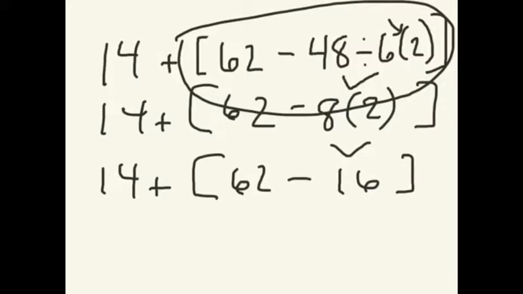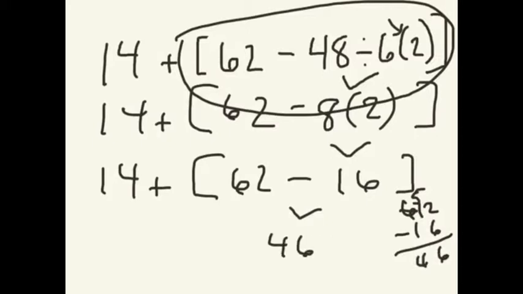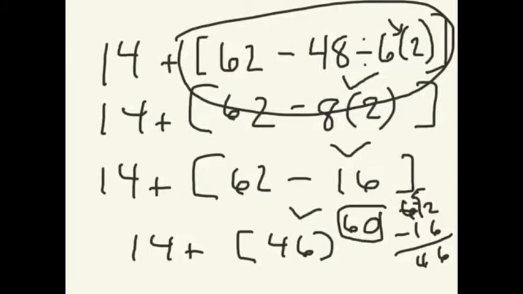62 minus 16. If I need to do a little side work, then go ahead and do a little side work. I don't care how long it takes you to do these problems. I just want to make sure that you get the right answer. And at this point, I could drop the brackets because 46 is just one number. It doesn't really matter. You leave the brackets if you'd like. It doesn't mean anything in this case. There's just one number between them. And then my final step is 14 plus 46, which is going to give me a final answer of 60.